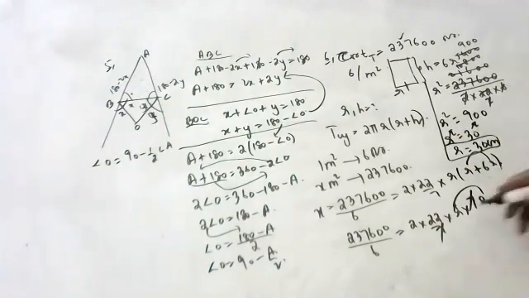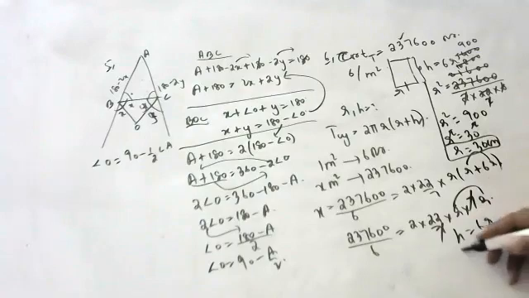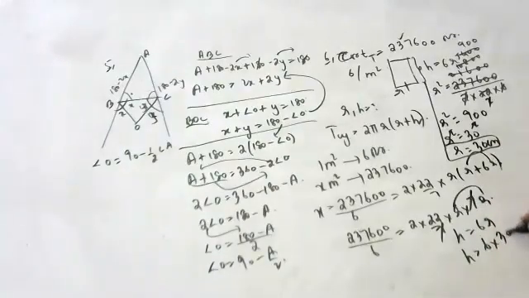What will be the height? Height is equal to 6 R. Height is equal to 6 into 30, which is 180 centimeters. Sure, like this you have to do.